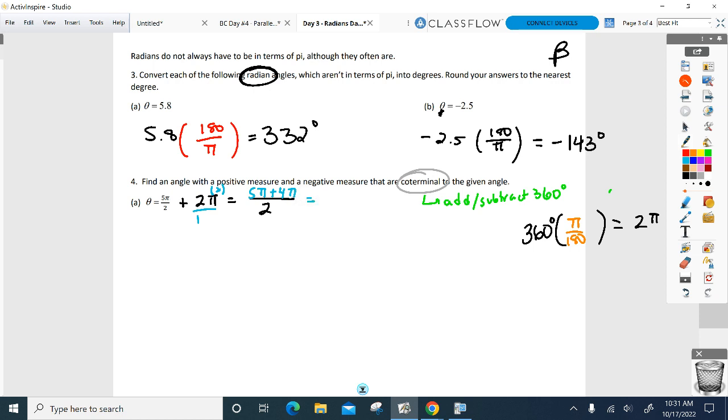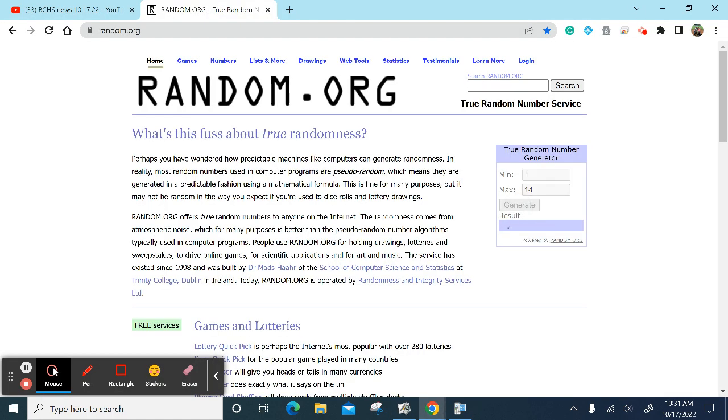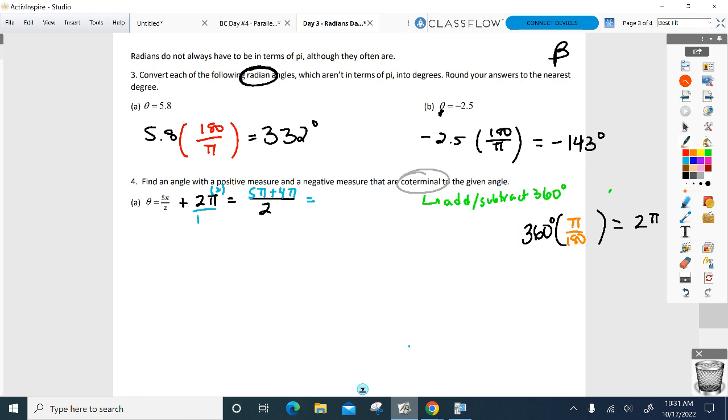So what's a positive version of 5 pi over 2? Combine your numerators. 9 pi over 2. Yep. So 9 pi over 2, 5 pi over 2, same exact angle. But what did the direction say? Give me a positive and a negative. All right. So how do you think I find the negative then? Take 5 pi over 2 and minus 2 pi.